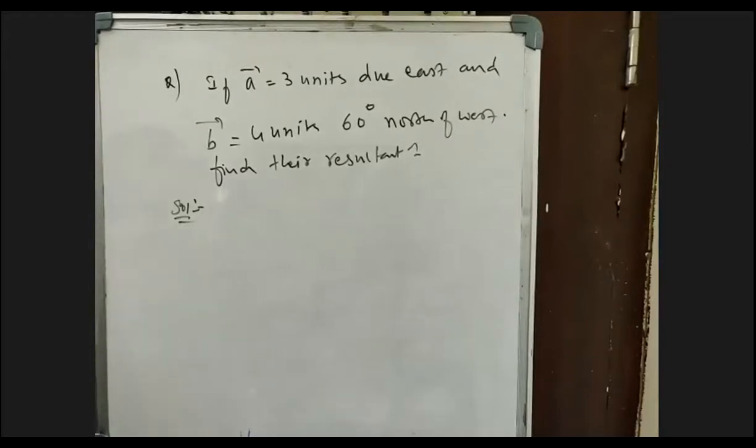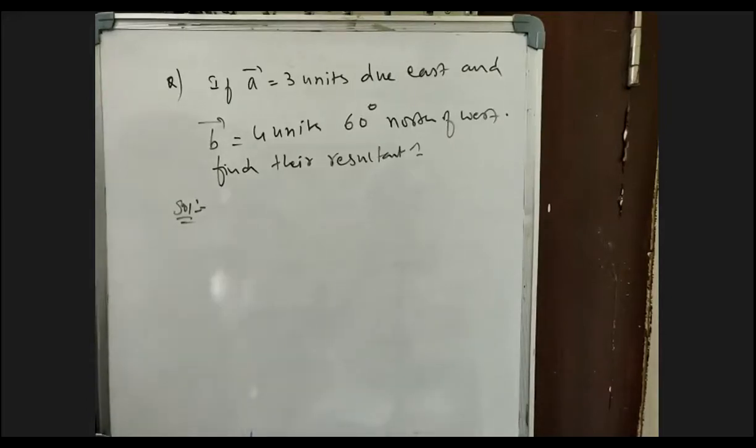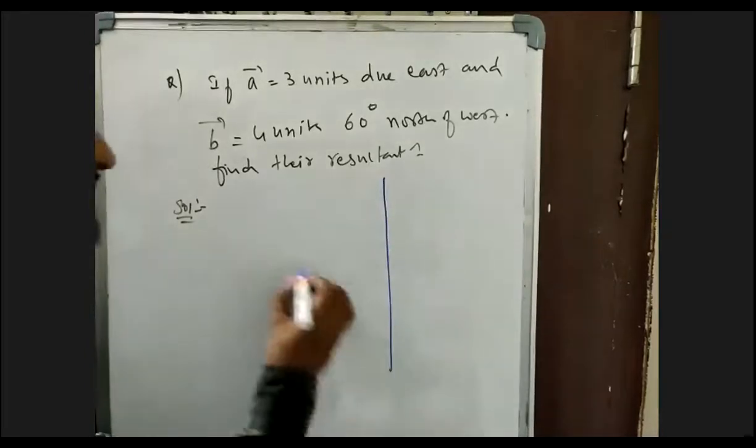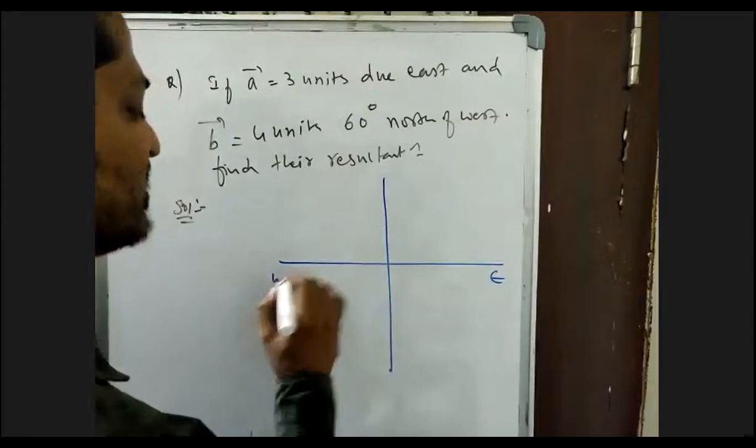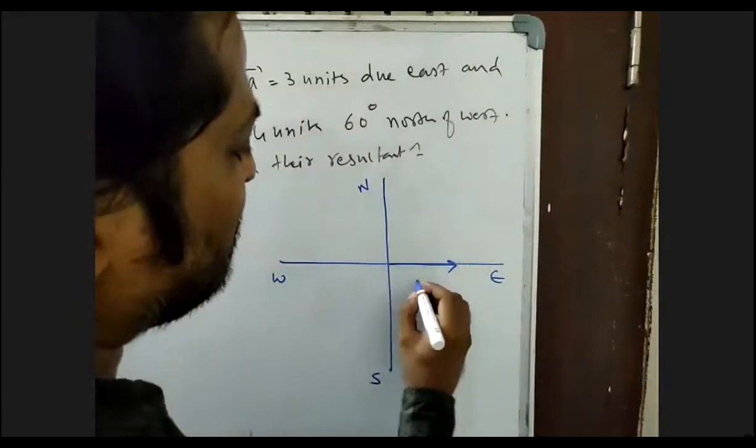Now let me see how many of you will give me the correct angle. That is very important. If you don't give me the correct angle, I'll again start the vectors from the starting. So be careful while giving me the angle. First tell me what is the angle between A bar and B bar. Use the chart. Draw the vectors. I told you how to draw it yesterday. East, west, north, south. A bar is 3 units east. This is the A bar.